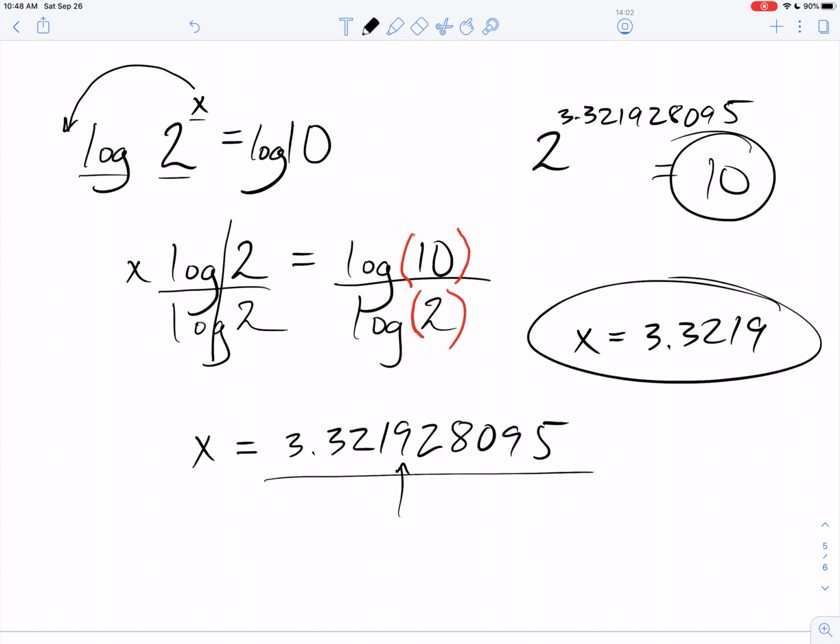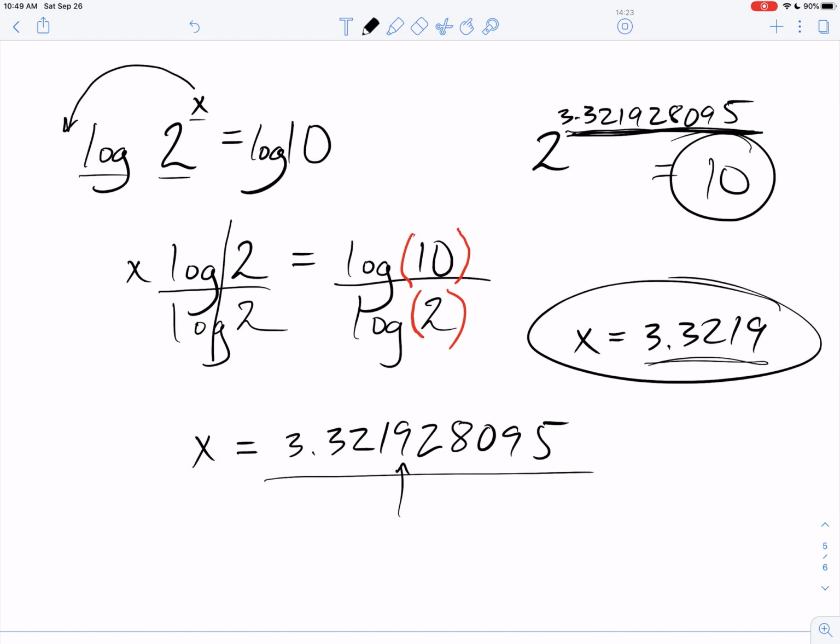Now, watch out though. If you were going to check your answer, if you were going to plug this guy in instead of this guy, you're not going to get exactly 10. Your calculator is going to know the difference. So if you want to check your answer before you round it off, you've got to use the big answer.